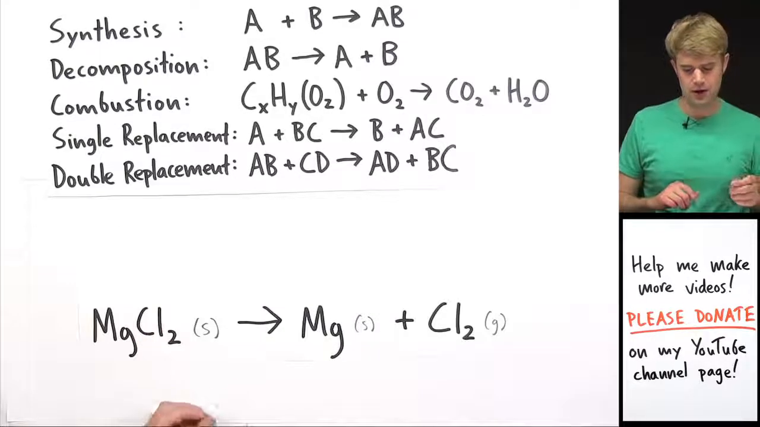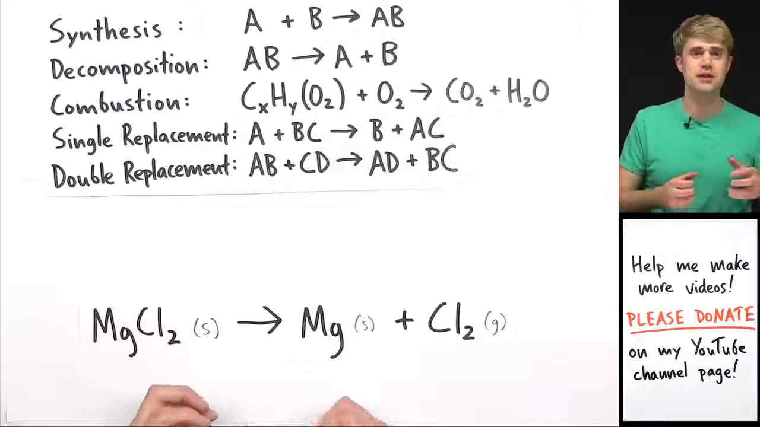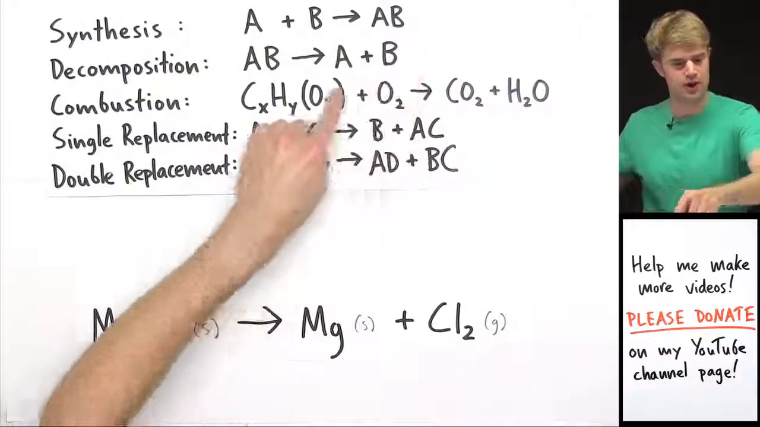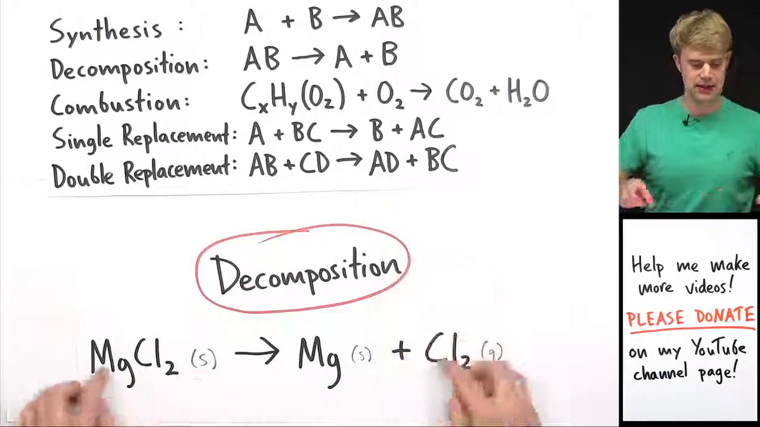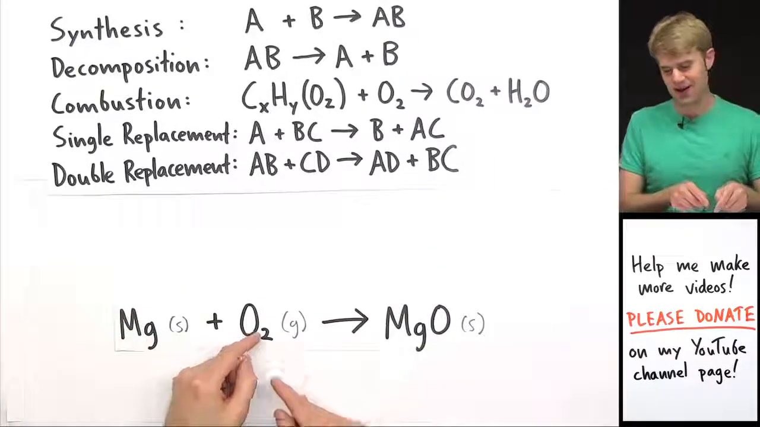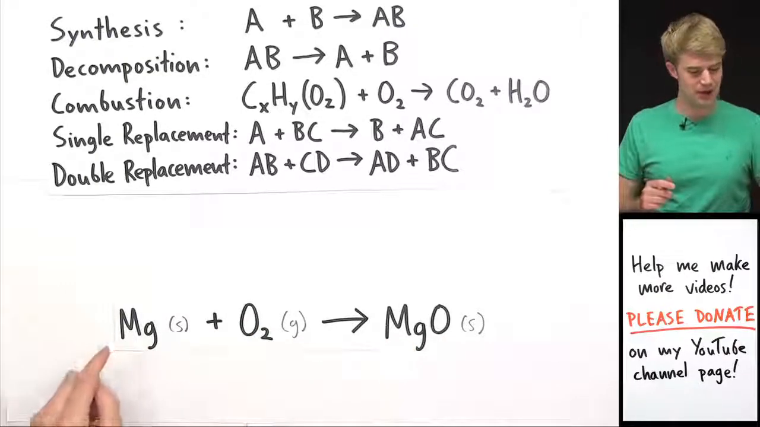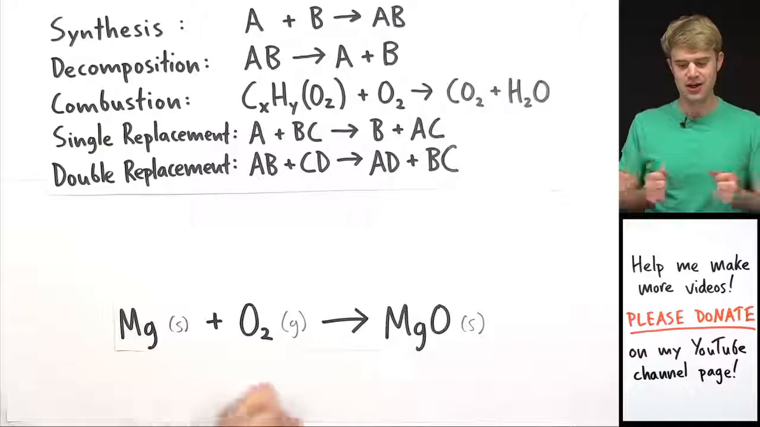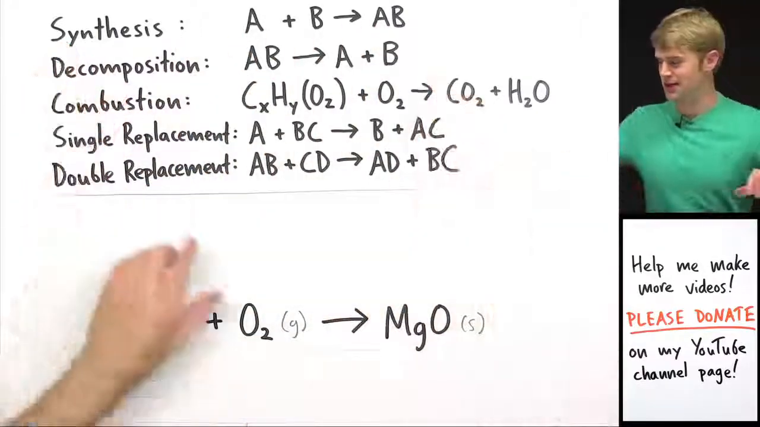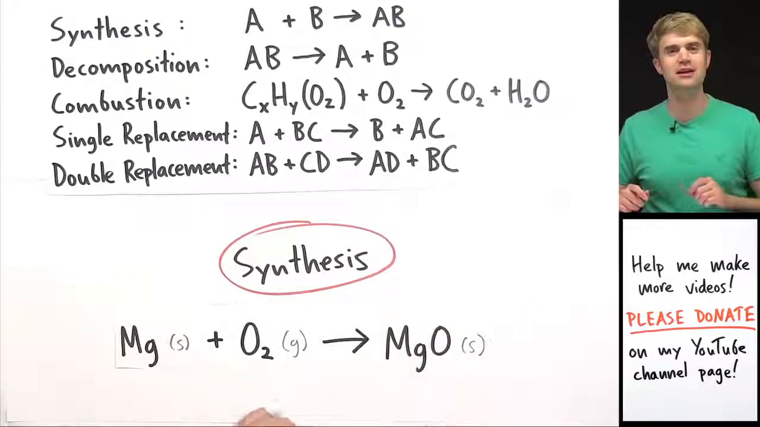Magnesium chloride turns to magnesium and chlorine gas. What's happening here is a compound is breaking down into simpler components. This is a great example of a decomposition reaction. Magnesium and oxygen combine to give magnesium oxide. So what we have here is 2 simple things coming together to make something more complex, which is what happens in a synthesis reaction. So this is a synthesis of magnesium oxide.